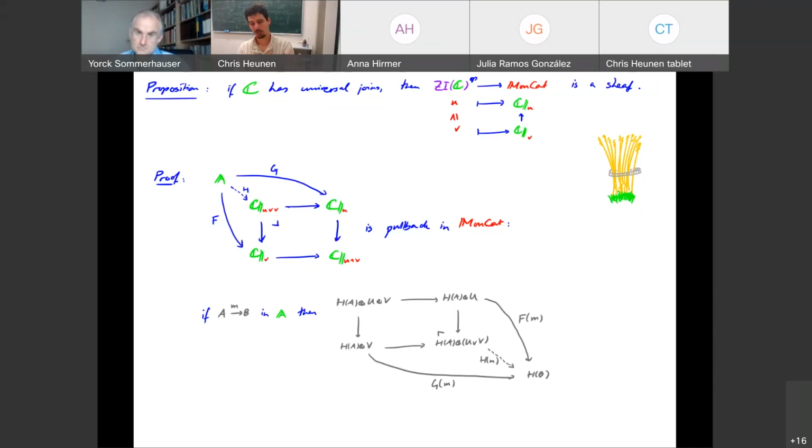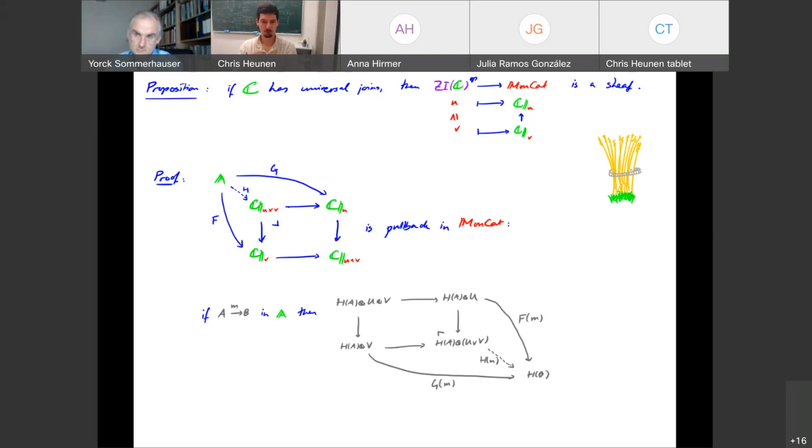So you can go from HA times U times V to HA times U or to HA times V. And you can go further from there into the join. Now, by virtue of C having universal joins, I know that this square is a pushout. So I can look at what F does to the morphism, what G does to the morphism. There has to be a unique map from HA times the join of U and V to HB. And I want to find that to be the action of H on the morphism. That turns out to be a functor, and turns out to be the unique one. It has to be this one.